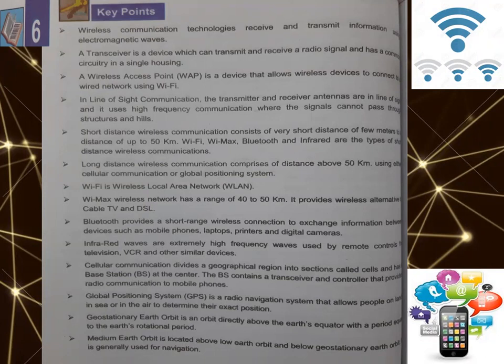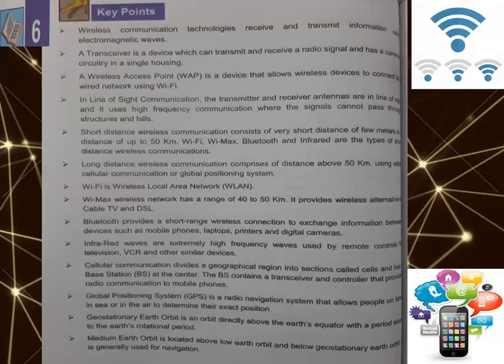Next, a wireless access point, WAP, is a device that allows wireless devices to connect to a wired network using Wi-Fi. In line of sight communication, the transmitter and receiver antennas are in line of sight, and it uses high frequency communication where the signal cannot pass through structures and hills. Short distance wireless communication consists of distances from a few meters up to 50 km. Wi-Fi, WiMAX, Bluetooth, and infrared are the types of short distance wireless communication.